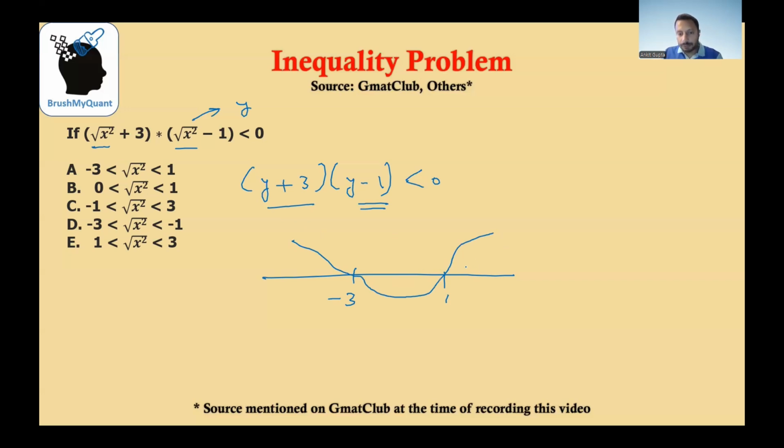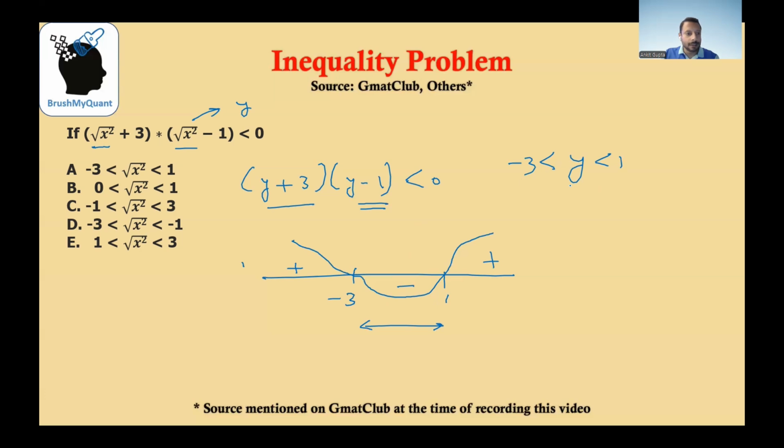All the points which are above the number line and below the graph, we can write plus sign. And all the points below the number line and above the graph, we can write minus sign. Since the equation is saying less than 0, the minus region will be our answer. So we can say that y lies between 1 and minus 3.